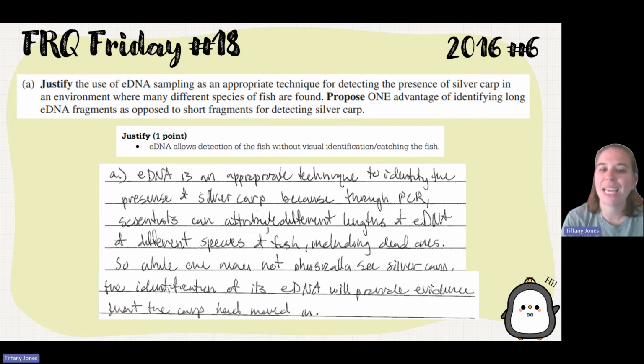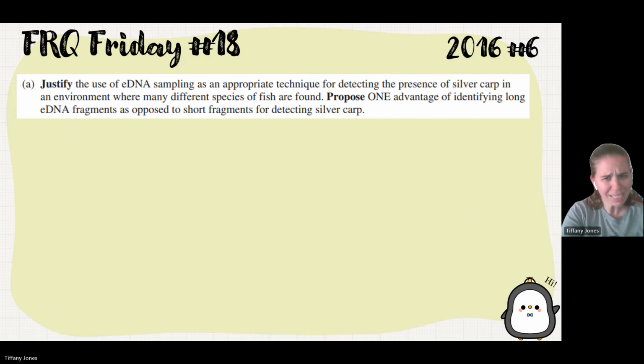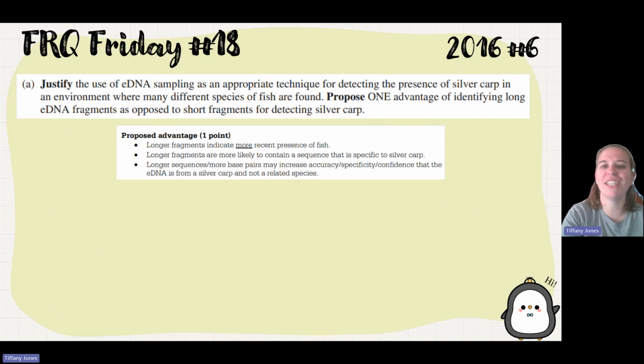So a student says eDNA is an appropriate technique to identify the presence of silver carp because through PCR, scientists can amplify different lengths of DNA of different species of fish, including dead ones. So while one may not physically see silver carp, the identification of its eDNA will provide evidence that the carp had moved in.